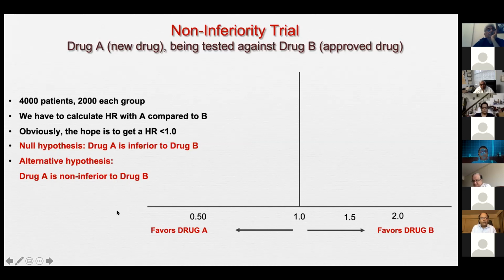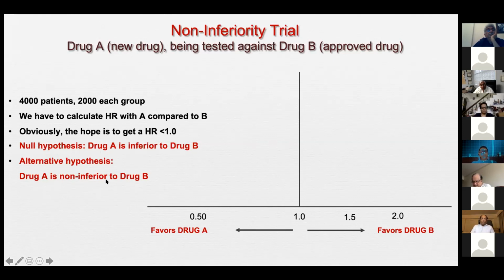And in this case, the null hypothesis is that drug A is inferior to drug B, because the alternative hypothesis is non-inferior. We are doing a non-inferiority trial. So the null hypothesis has to be that drug A, the new drug, is inferior to the existing drug, that is drug B. And the alternative hypothesis will be that drug A is non-inferior to drug B.